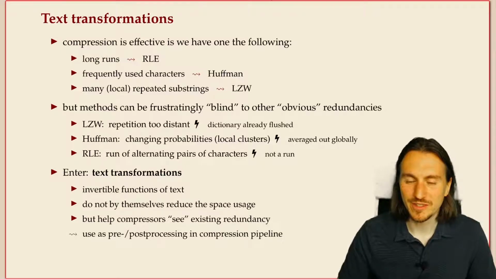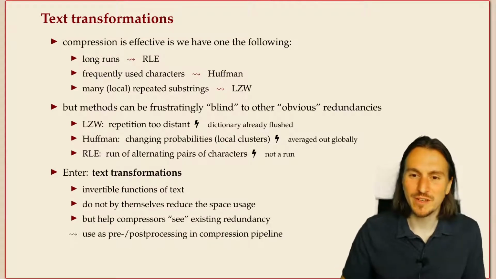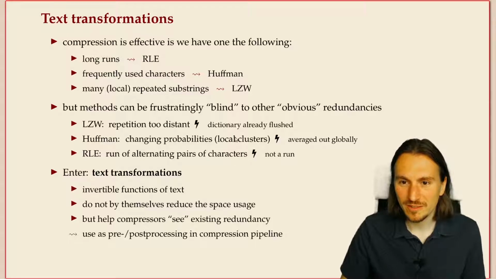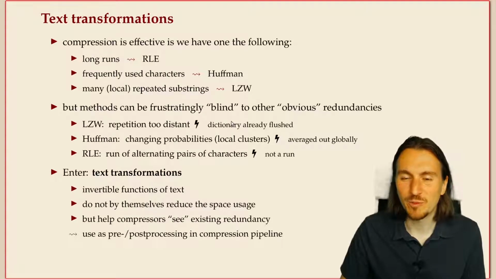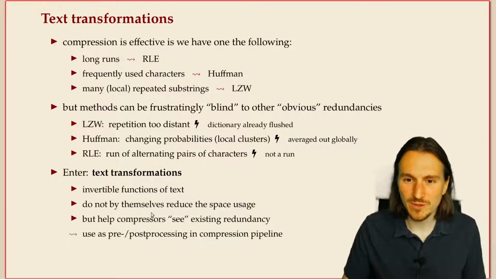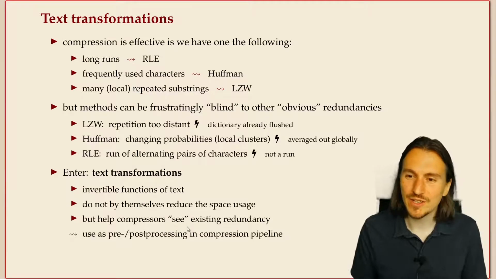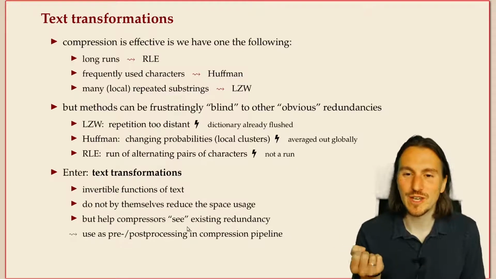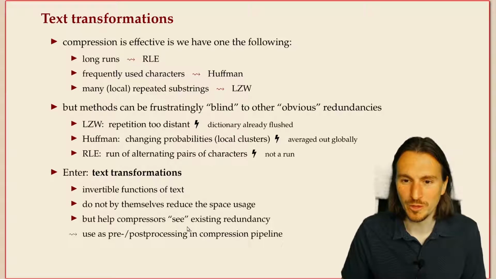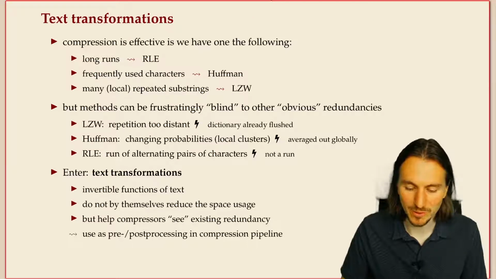So text transformations have been invented to at least shrink these blind spots of the known compression methods. As I said, they don't themselves reduce the space usage at all. They might even make it bigger in some cases, but they transform existing redundancy in the text into a slightly different form. And that's often one that can be picked up by existing methods. And we'll see two examples of these.